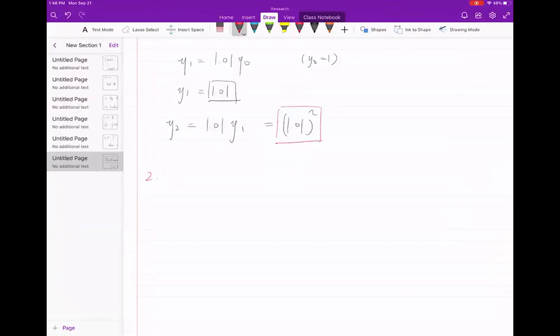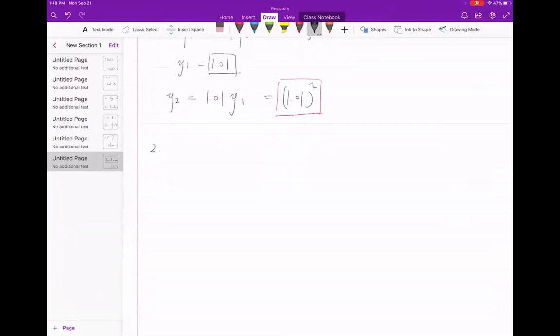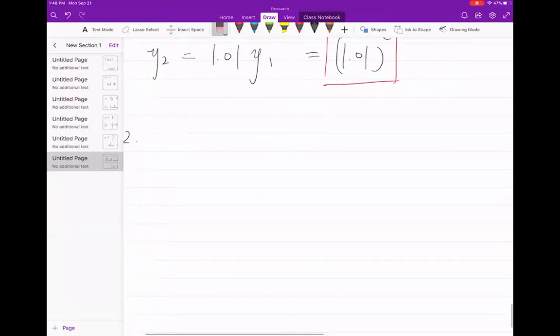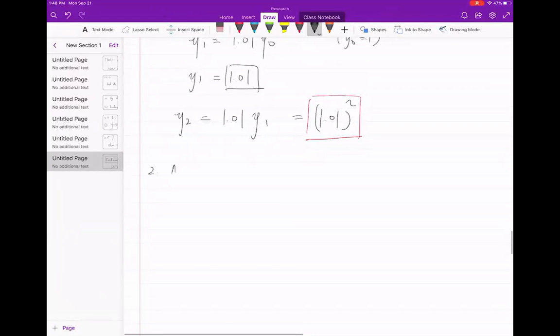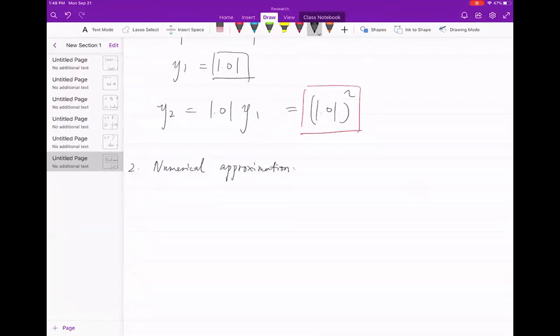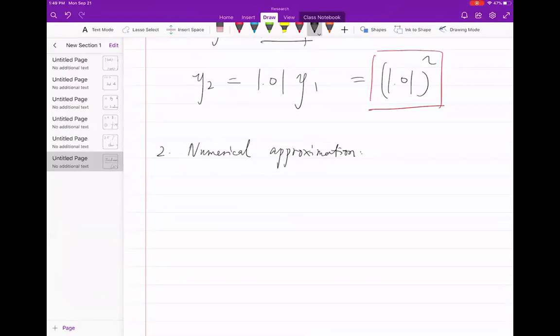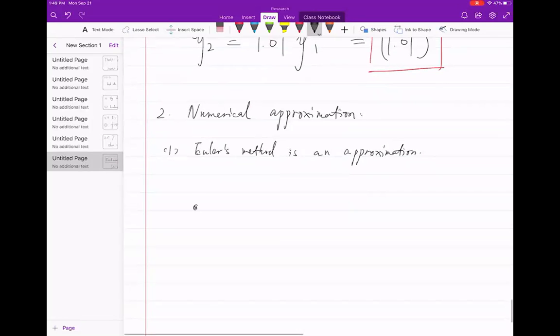All right, now let's see what we have here. Well, now we see. This is actually the first time you guys get to do a numerical algorithm. That's called numerical approximation. Okay. From here, we can see number one, Euler's method is a numerical approximation. Why? Because this is what Euler's method does.